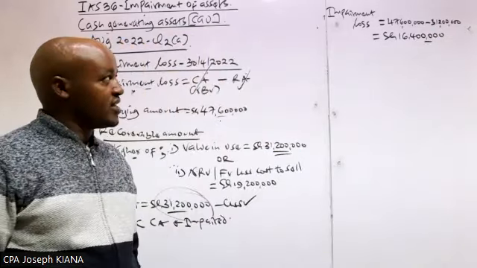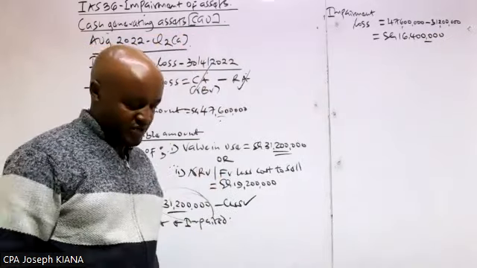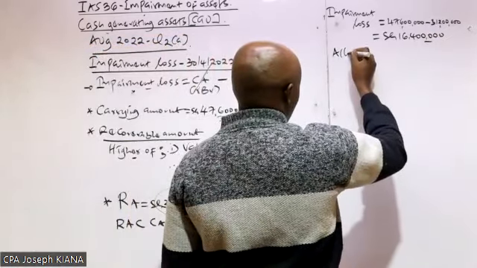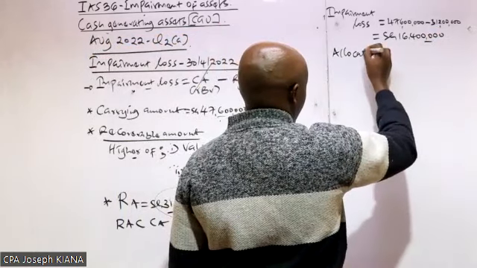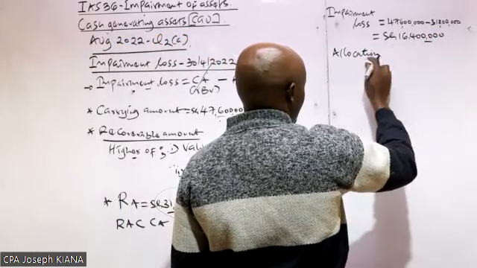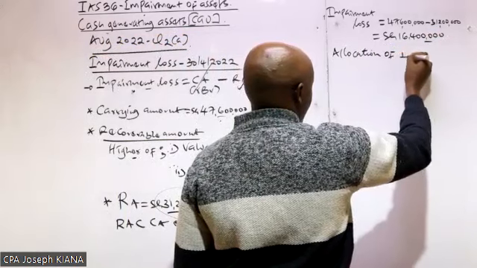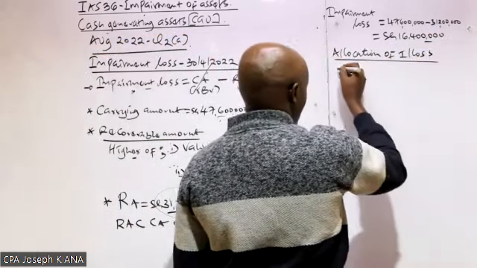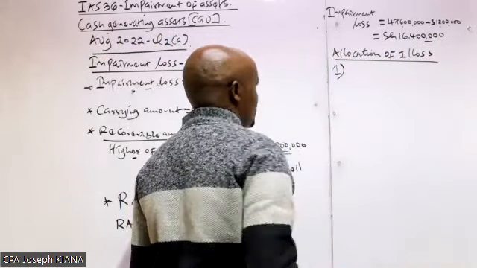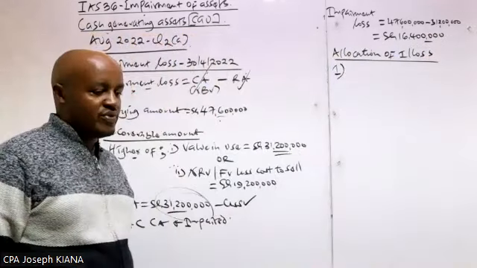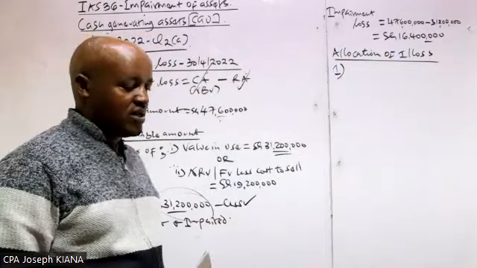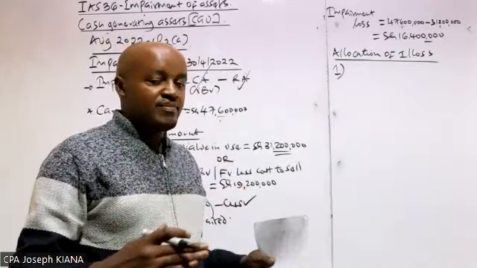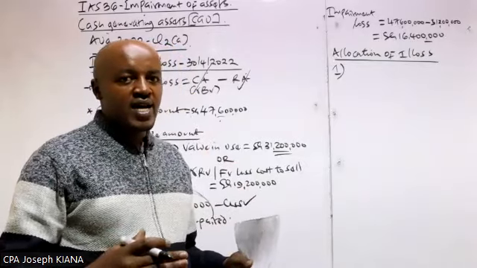Now, having determined that impairment loss, next we need to allocate this particular impairment loss to the assets within the cash generating unit. So we need to do allocation of the impairment loss. How do we allocate it? You have to recall the order. First of all, we allocate to the assets obviously impaired. Number 2, to goodwill. Number 3, to other assets within the CGU.